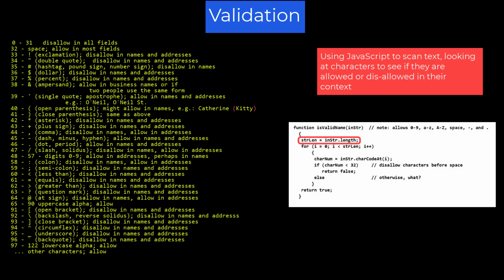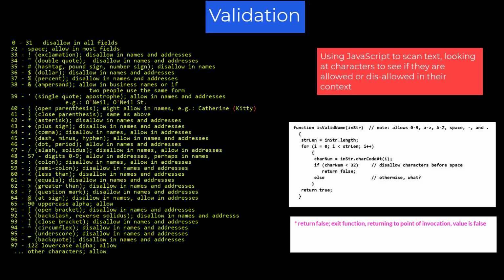Notice we define the function with the surrounding braces, and within that we grab the length of our input string, and then the for statement steps through all the characters in the string, beginning at offset 0, incrementing one at a time until you've exceeded the length of the string. And within that we say, all right, let's assign to charNum the character code at the ith location of our input string. And we ask if charNum is less than 32, and if so, we return false. That is, we disallow characters before space. Else, and now the question is, what do we do? And notice at the bottom, by default, we're going to return true.